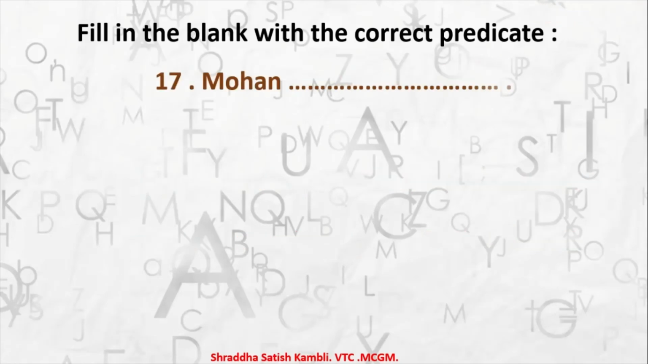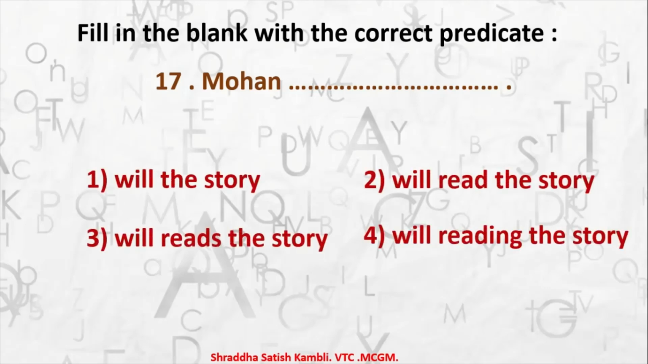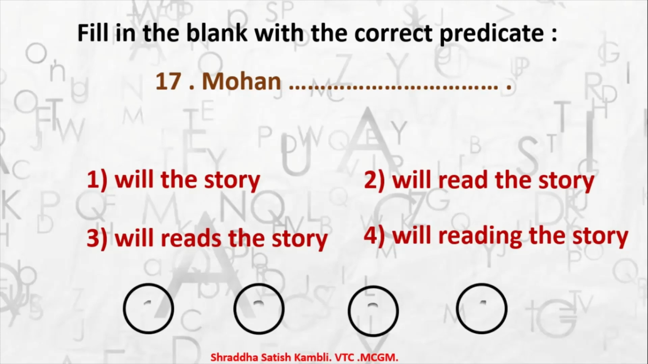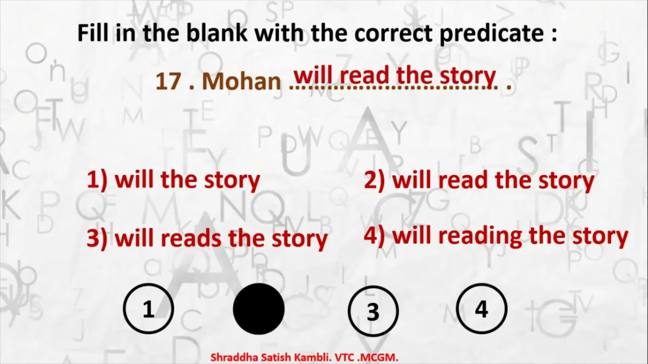Coming to the next example sentence, Mohan dash. Mohan will read the story, Mohan will reads the story, or Mohan will reading the story. So what do you think is the right answer? It is Mohan will read the story. So it is option number 2. The sentence will be completed as Mohan will read the story.